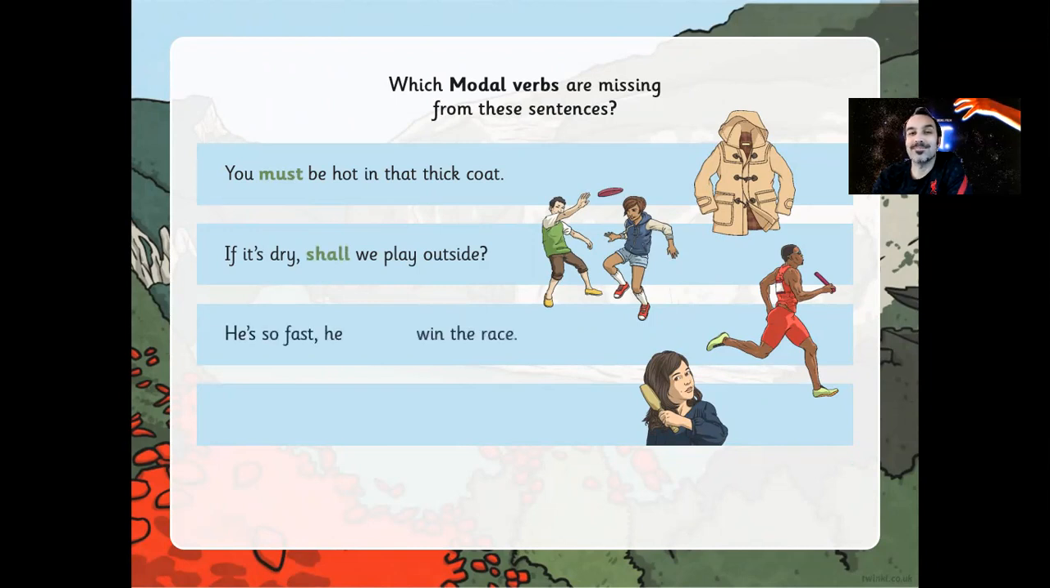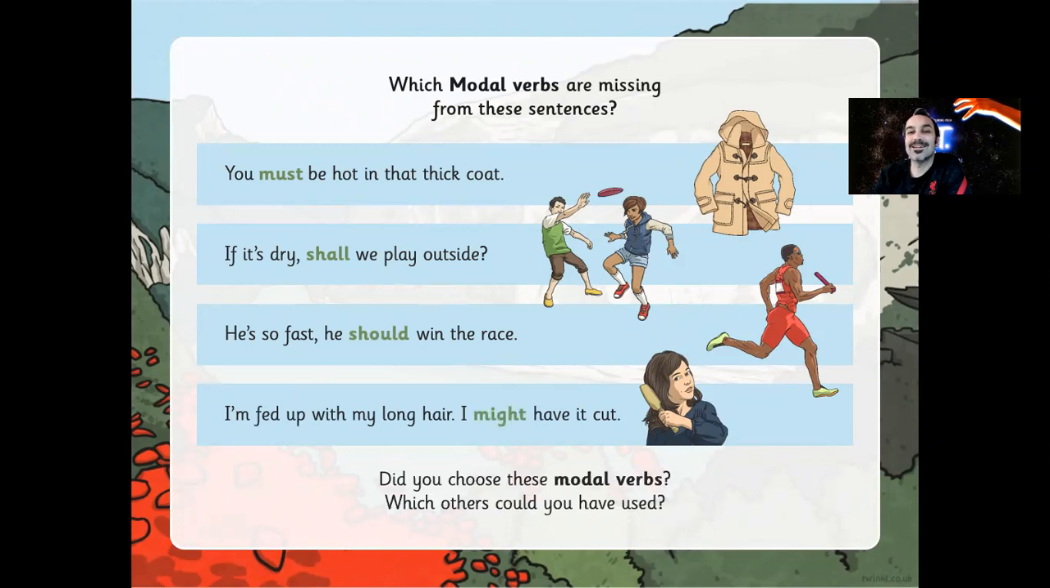Yep, perfect. He's so fast, he something win the race. Which modal verb? Have a little think. He should win the race because he's so fast. Perfect. I'm fed up with my long hair. I something have it cut. Which modal verb are you thinking of? Was it that one? Might? Perfect.